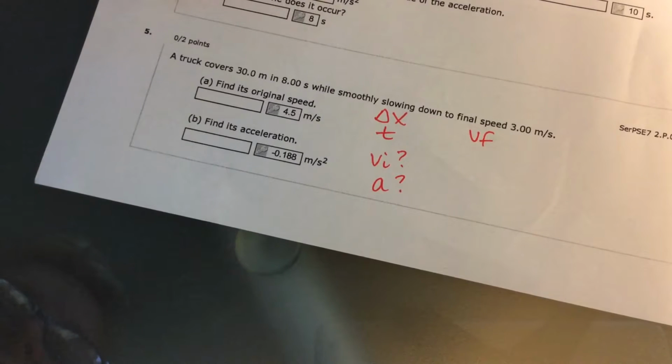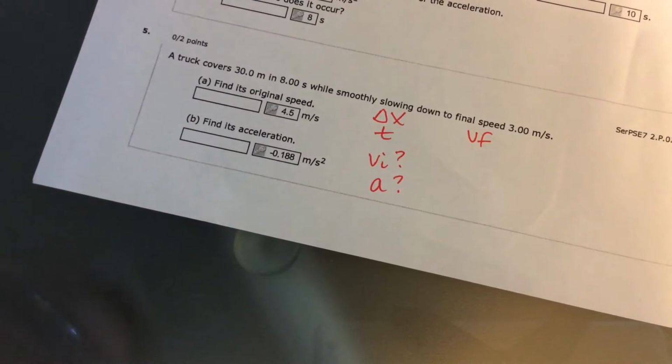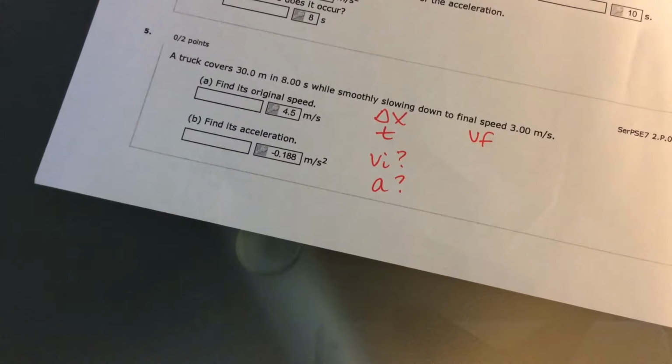Yay. All right, so number 5, which is now, I think, number 3. Whatever. It's newly numbered, but you'll recognize it, the truck. This one is a very straightforward question. You are given displacement, time, and final velocity because you're slowing down to a final speed that they give you, and you're being asked to first find your original speed and then find your acceleration.